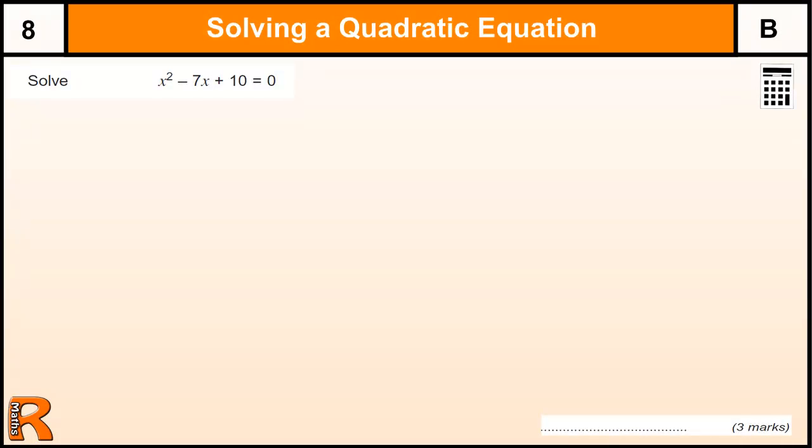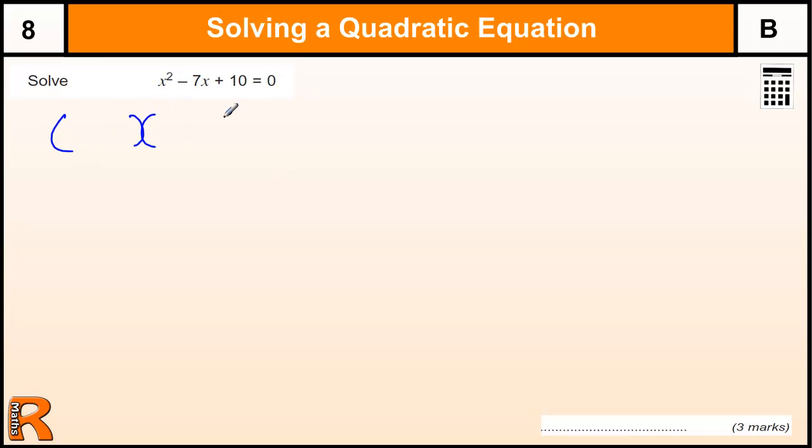Solving a quadratic equation, grade B question. Because you're not told what method to use, it can be factorised, which is grade B. You can use the formula, which is more of a grade A question. You can complete the square, which is more of a grade A star question. But let's just see what it does when you factorise it.